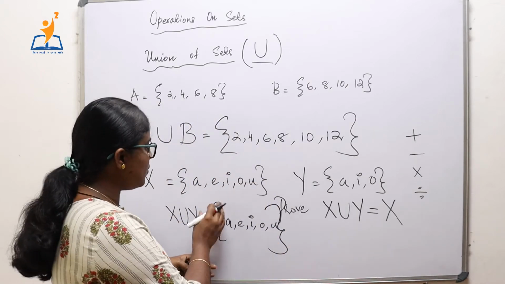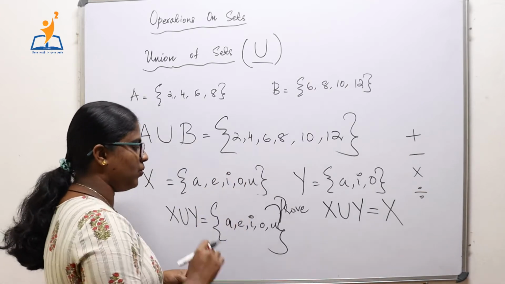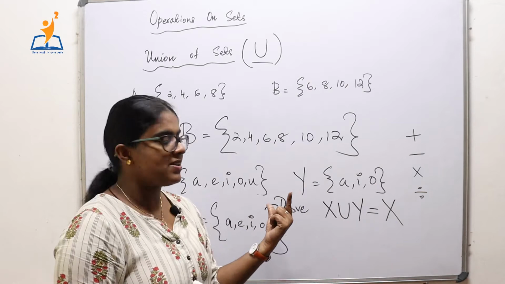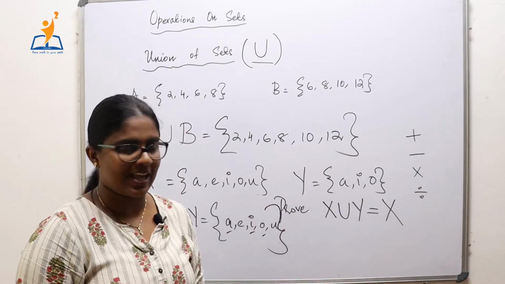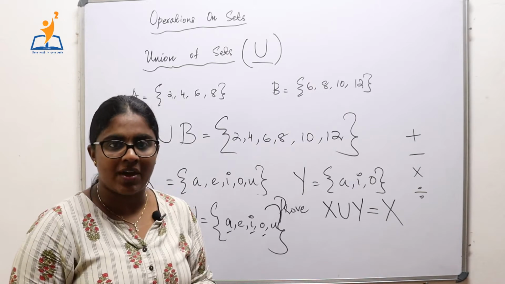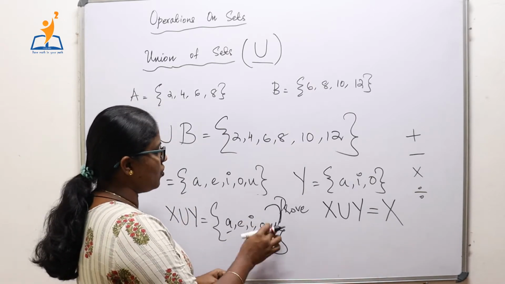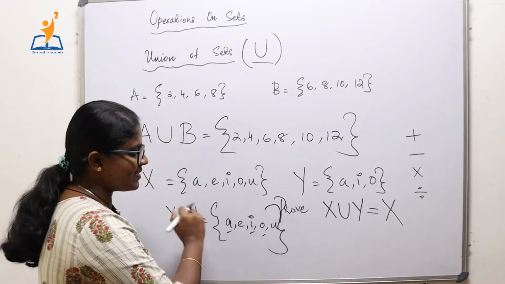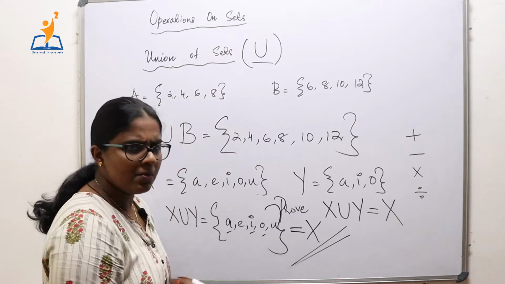So X union Y contains all the elements of X, that is A, E, I, O and U, and it contains all the elements of Y, A, I and O. A, I and O are also present here. So this is X union Y, and we can clearly say that {A, E, I, O, U} is the set X, so it is equal to X, and hence the proof.